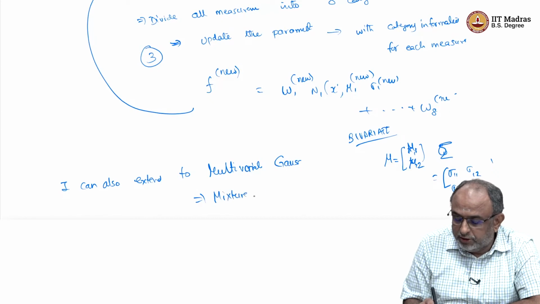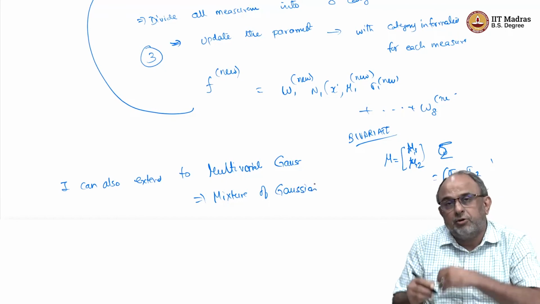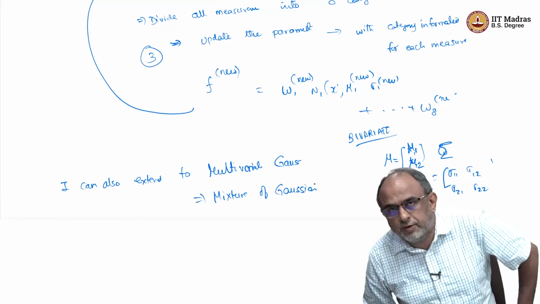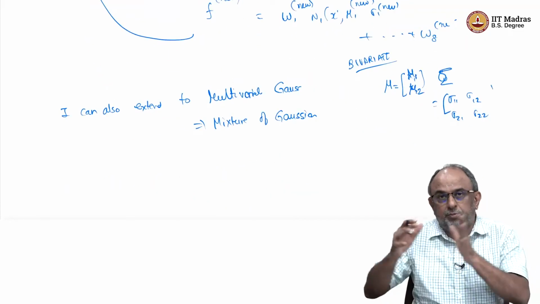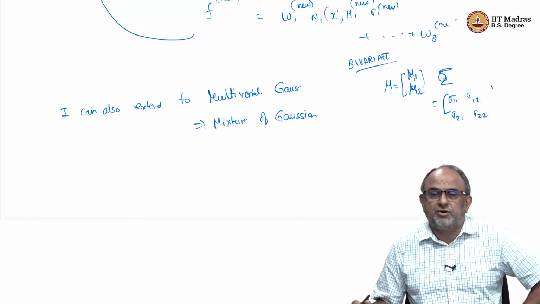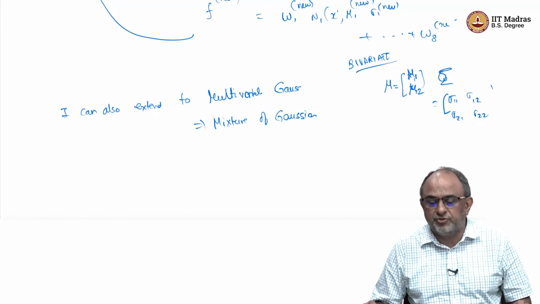Once you get an idea of how to do it for a single variable, you can do it for multiple variables also. The same idea will continue. There, of course, it will be a mixture of many multivariate Gaussians. Okay, this is basically what we call a mixture of Gaussians.